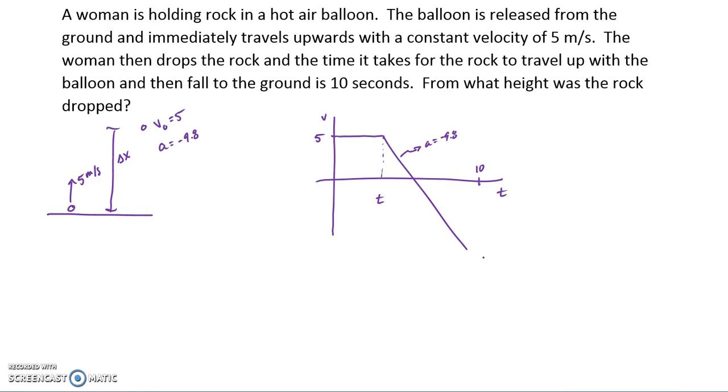So we want to figure out where it was dropped from. And right here, this is the drop. Okay, that's where it's dropped because that's when the velocity goes from being a nice constant velocity to acceleration. And so if we can just figure out what this displacement is right here, we can figure out how high it was before it was dropped.